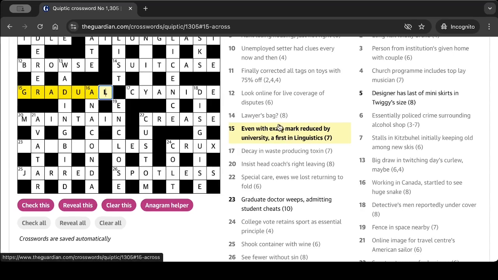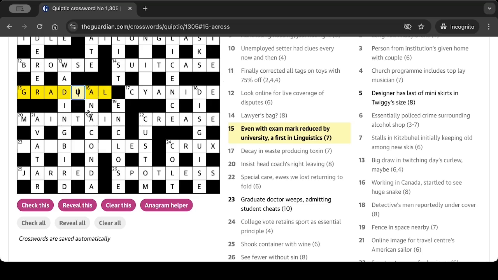And how does it work? So an exam mark is a grade, GRADE. If you reduce this, you make it shorter, so you take off the final letter, which gives grad, without an E at the end. Next to university gives the U, so U for university. A is the next word, so university A first, we've just got the A that's between university and first, and then the first of linguistics is an L. So quite a hard clue there, quite a few different things going on.